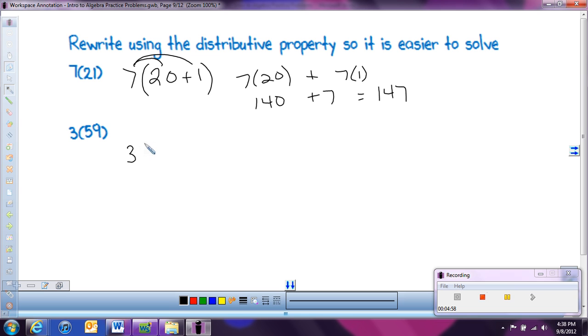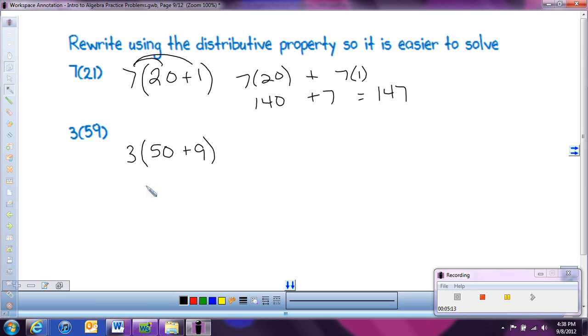We'll try this one. 3, we're going to leave that on the outside. We're going to change 59 into two numbers that are easier to multiply by 3. So I'm going to change it into 50. We always do a multiple of 10, and then whatever is left over. Because it's just a one-digit number, those are usually easy for us to multiply.